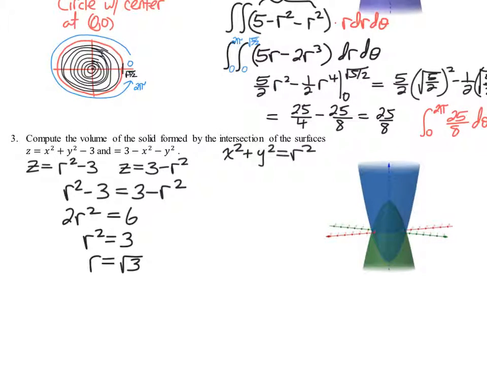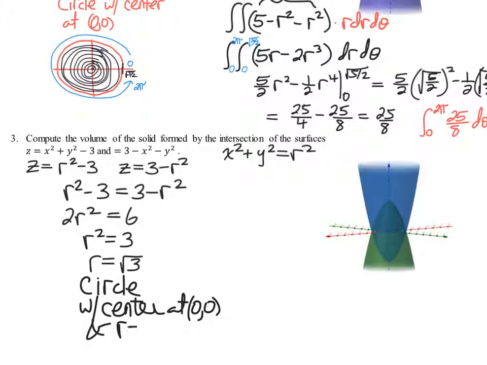All right, again, because this is going to the xy plane, what we're looking at is a circle. Circle is not spelled that way. Circle with center at 0, 0, and radius equal to radical 3. Again, on the xy plane.